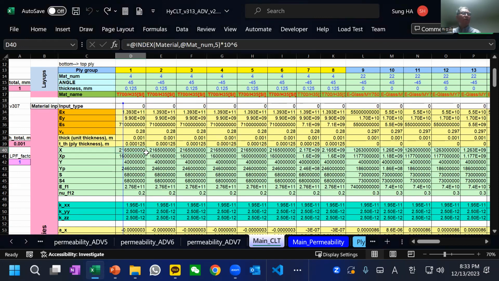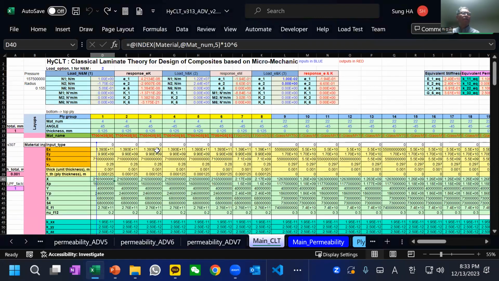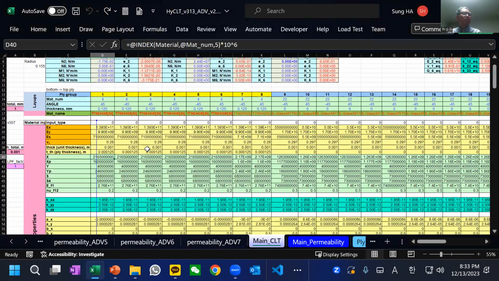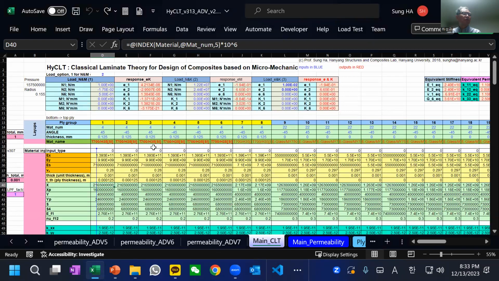I just opened the HyperLaminate version 313, which I distributed to all of you. Now to run this case, I'd like to remind you again, I'd like to enter all the load. This is going to be just the load case.